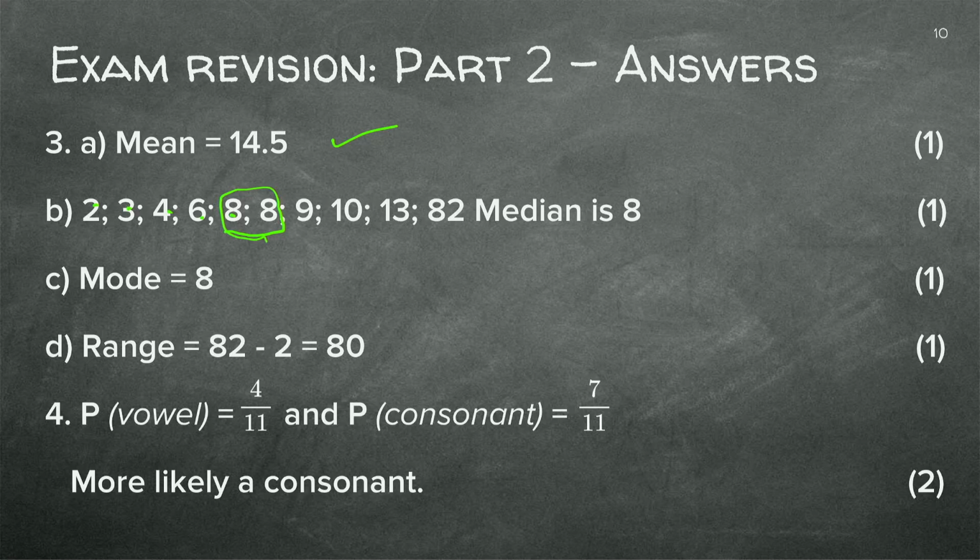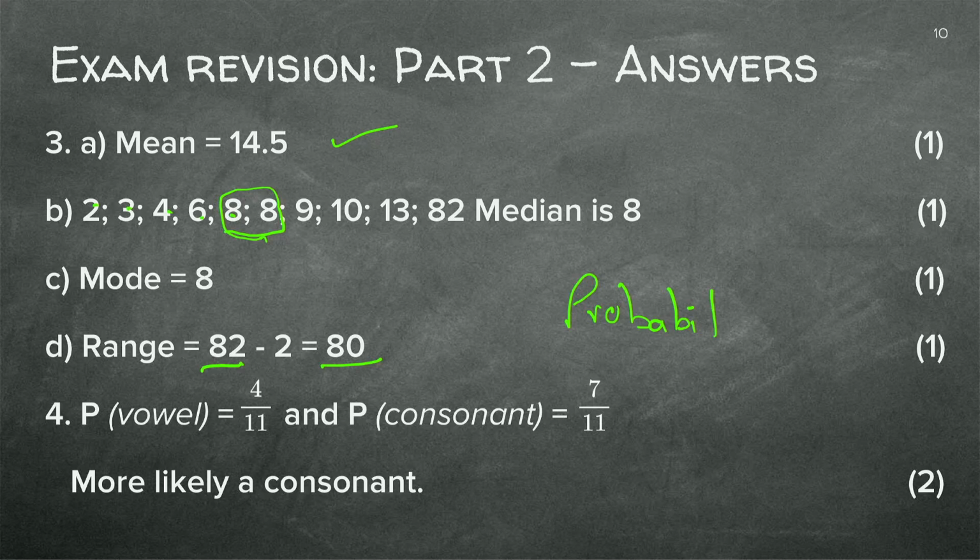The mode is the number that appears more often. In this case, it is 8, and it is then bimodal. You remember that word? Right, the range is the difference between the highest and the lowest, which then is 80. Okay, now remember probability.